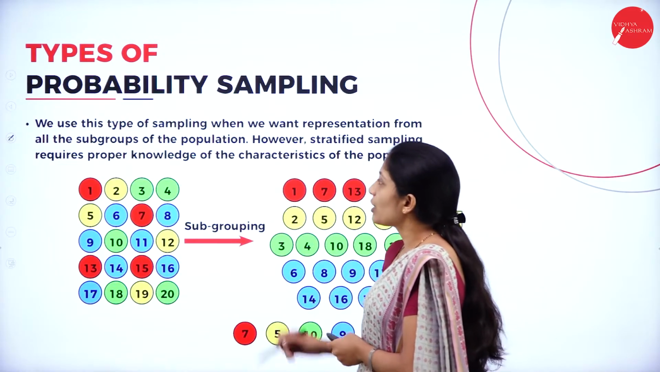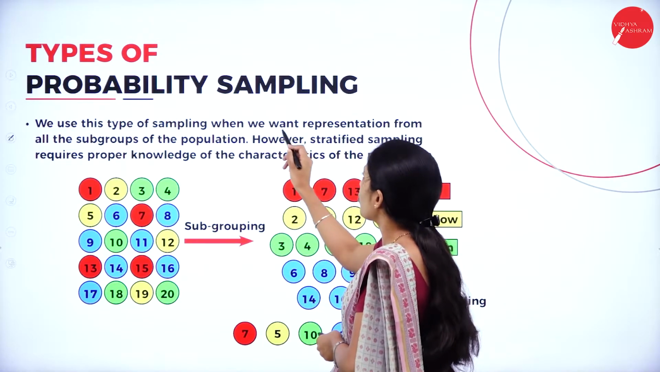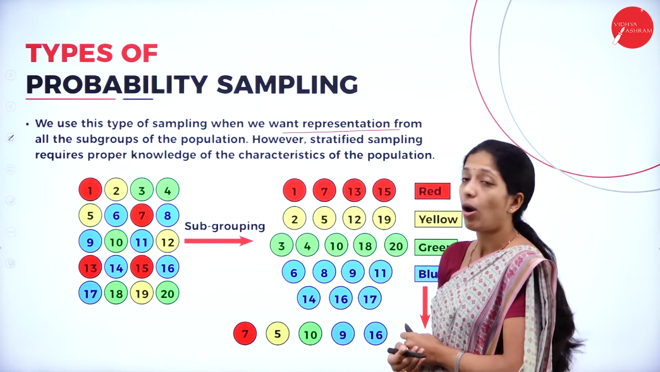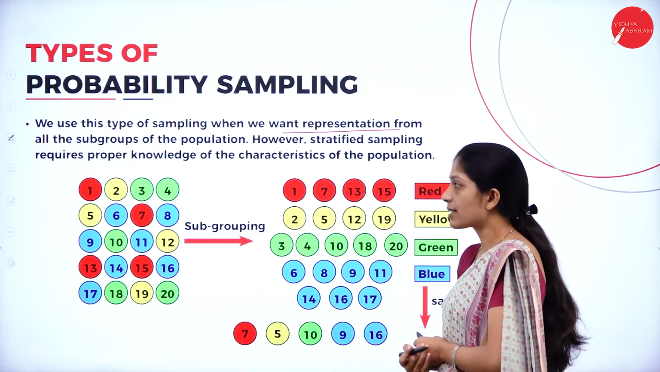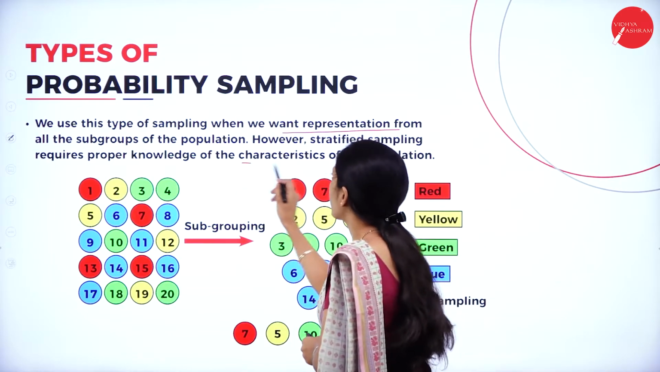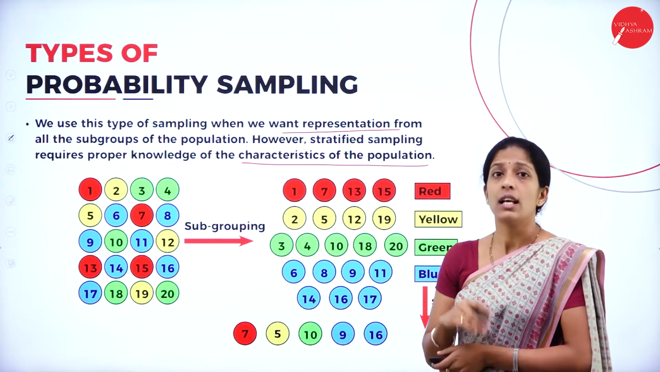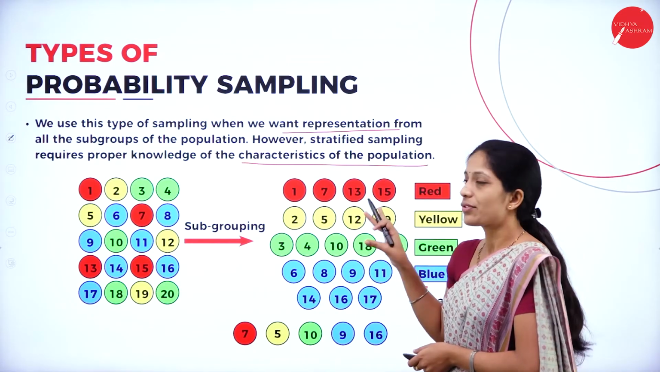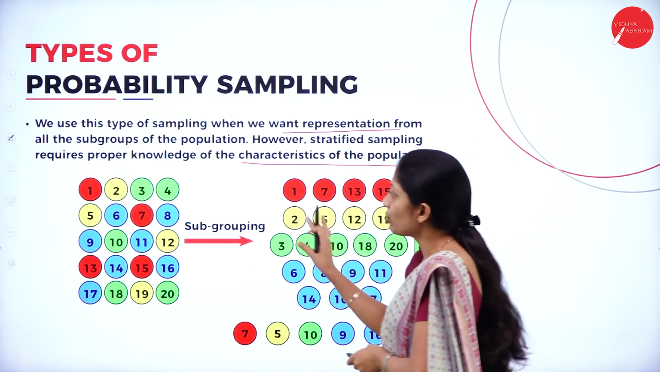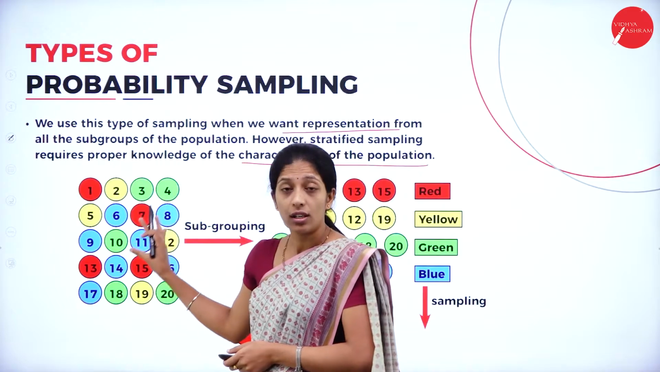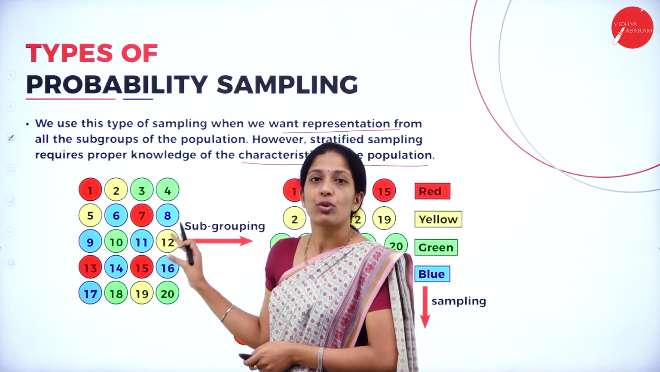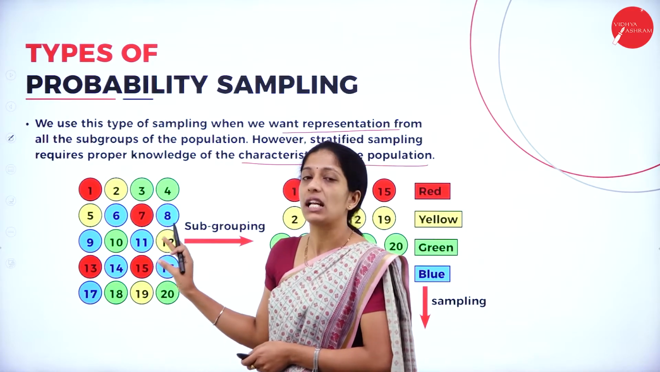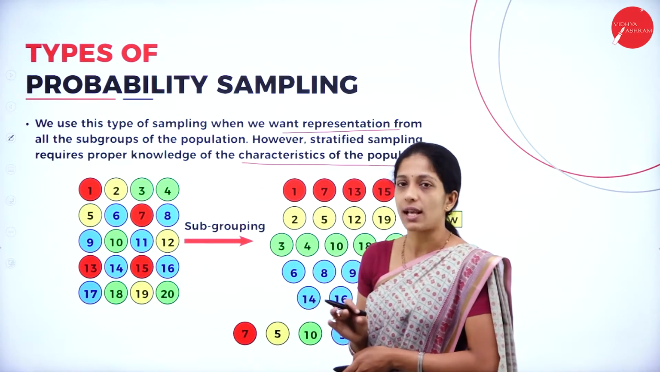We use this type of sampling when we want representation from all the subgroups of the population. However, stratified sampling requires proper knowledge of the characteristics of the population. Now, in order to do this stratified sampling, I have to know all the information of the 20 individuals, that is, of the whole population. So, I have to know the information of the whole population, then I have to divide into subgroups.